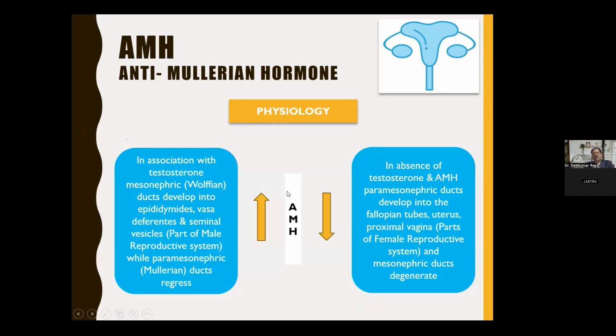The next one is, what about the physiology of anti-Mullerian hormone? In association with testosterone, the mesonephric or Wolffian duct develops into the epididymis, vas deferens, seminal vesicles, and parts of the male reproductive system, while the paramesonephric or Mullerian duct regresses. In the absence of testosterone, AMH goes down, and the paramesonephric ducts develop into the fallopian tubes, uterus, and proximal vagina, parts of the female reproductive system, and the mesonephric duct regresses. So this is the way sex determination is done by the direct effect of AMH.